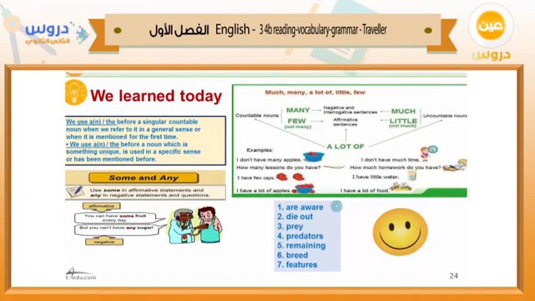And also we talked about how we use some and any, some in affirmative sentences. In negative we use any. And here are some words that we talked about.